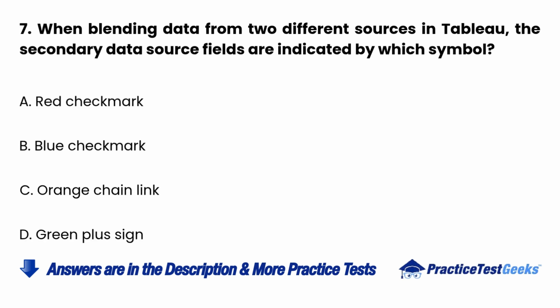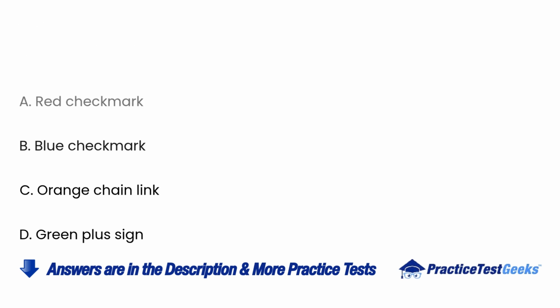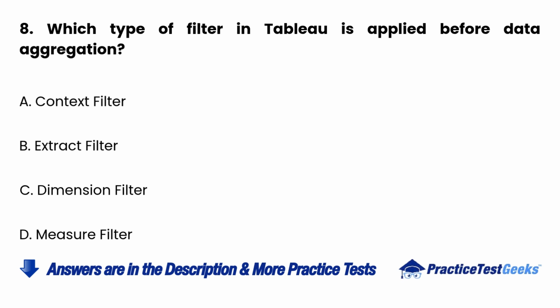7. When blending data from two different sources in Tableau, the secondary data source fields are indicated by which symbol? A. Red checkmark. B. Blue checkmark. C. Orange chain link. D. Green plus sign. 8. Which type of filter in Tableau is applied before data aggregation? A. Context filter. B. Extract filter. C. Dimension filter. D. Measure filter.